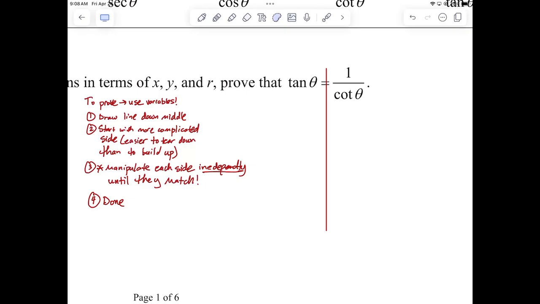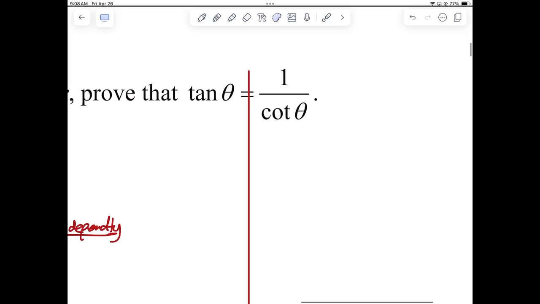Okay? So let's come over here. I can't multiply both sides by cotangent. I can only do that once I prove that it's an identity. To show that it's an identity, I got to work with each side independently and show that the two sides are exactly the same. So I drew the line down the middle. Now the next step is to start on which side? Which side looks more complicated? Right side. The right side looks more complicated because it has a fraction. Okay, so here's what I'm going to do. I'm going to replace cotangent with the definition of cotangent in terms of x, y, and r. Cotangent is x over y.